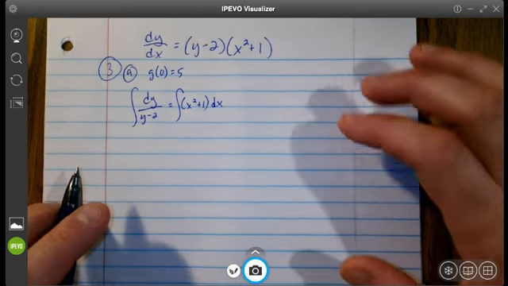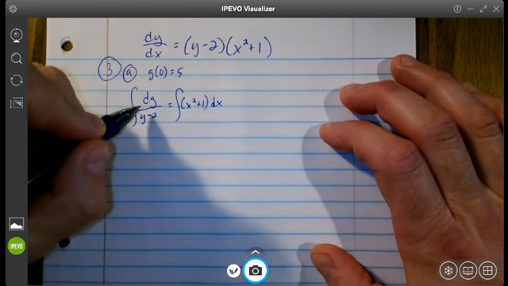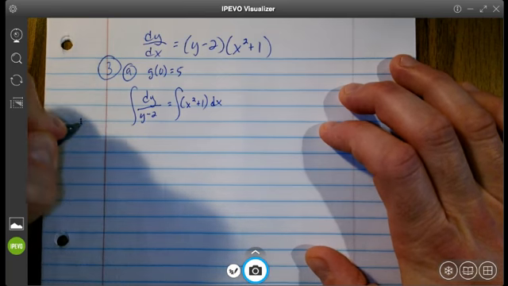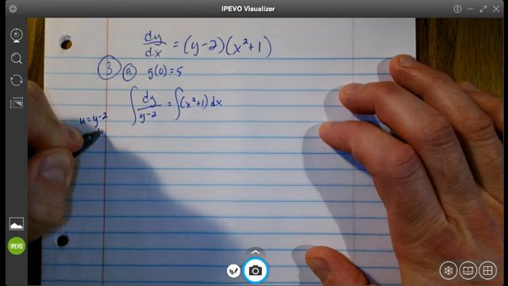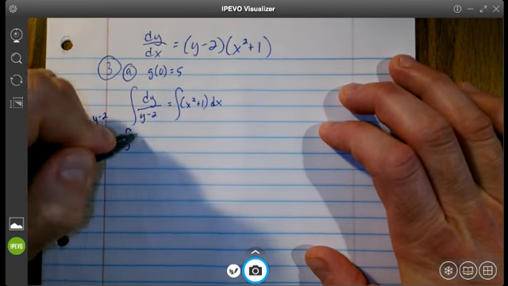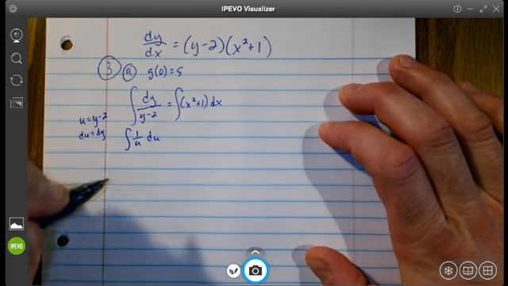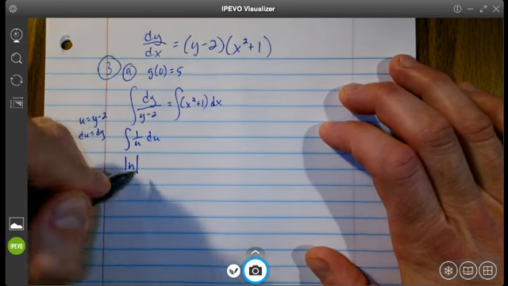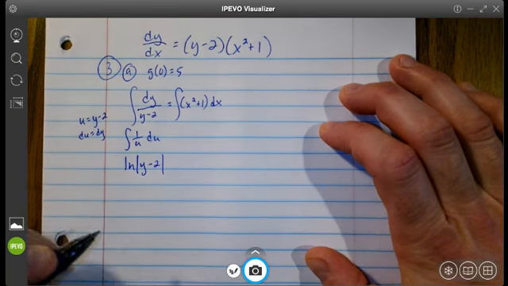On the left side, remember, this is like 1 over y minus 2. So technically, I need a u substitution. So u equals y minus 2, so du equals dy. That one's actually pretty easy. I have the integral of 1 over u du. If I integrate that, I get the natural log of the absolute value of u, which is just y minus 2. So I'm going to replace that right away.